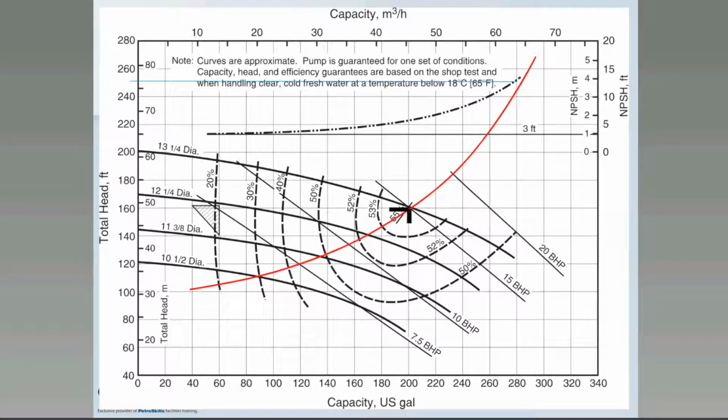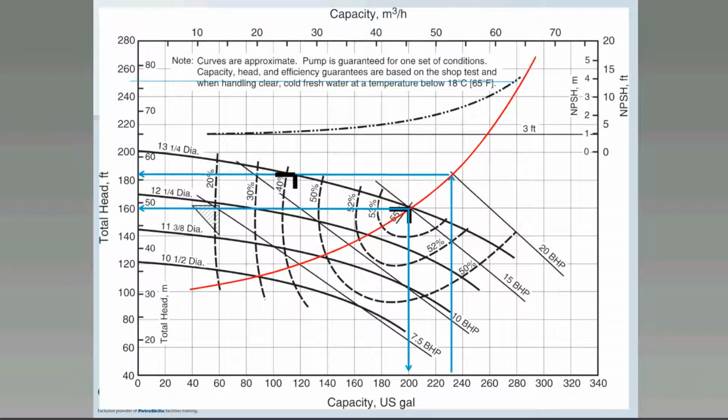So drawing on my system curve, I can see my operating point for just the one pump. And now I need to start to understand what happens when I increase and add a second pump to the operation. So the first thing that we need to do is draw onto here the operating point that we saw was about 230 GPM. And that coincides with an operating head of about 185 feet.